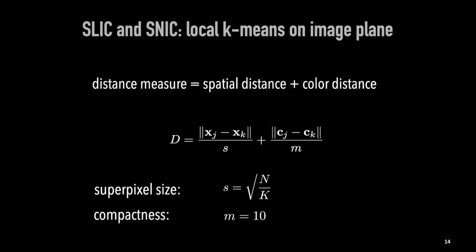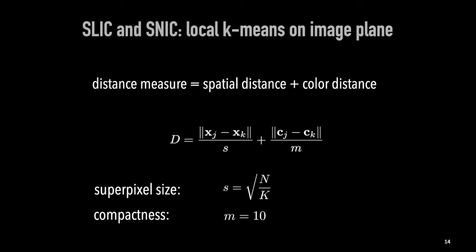The distance measure we use is a combination of spatial distance and color distance. Again, it's actually the Euclidean spatial distance and the Euclidean color distance. The spatial vector x here can be of 2 dimensions in case of superpixels or 3 dimensions in case of supervoxels.